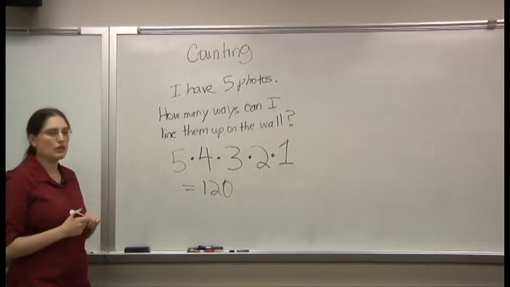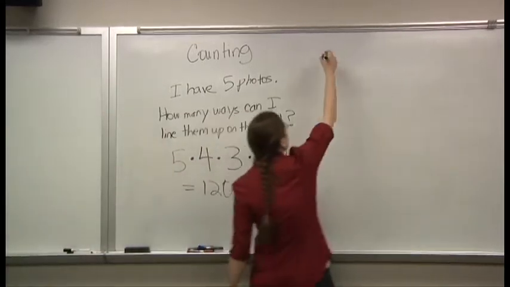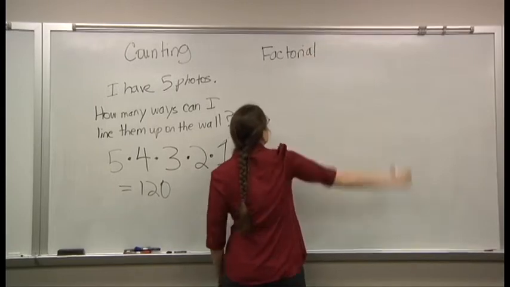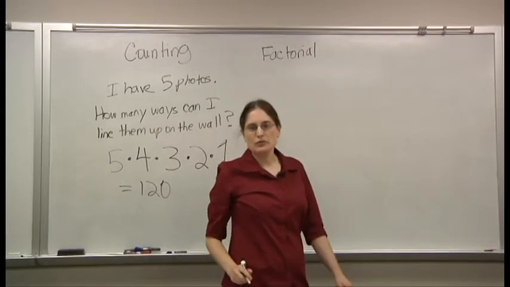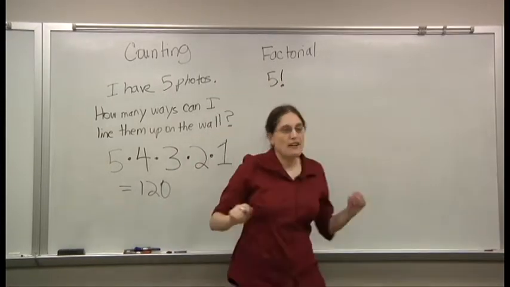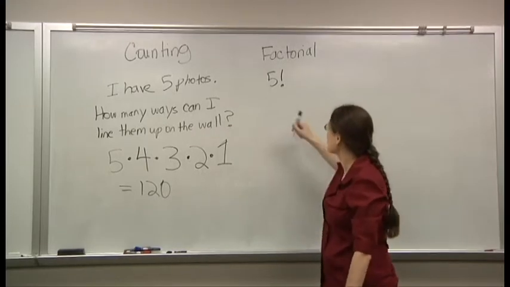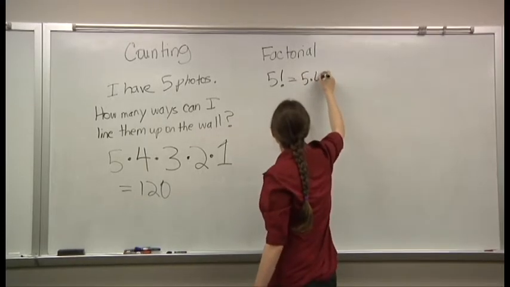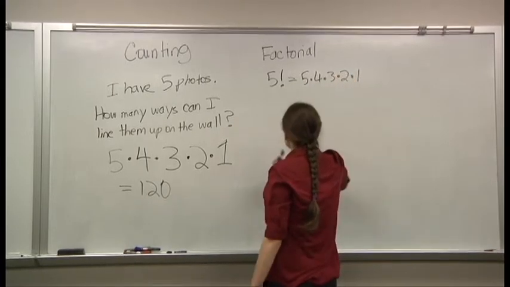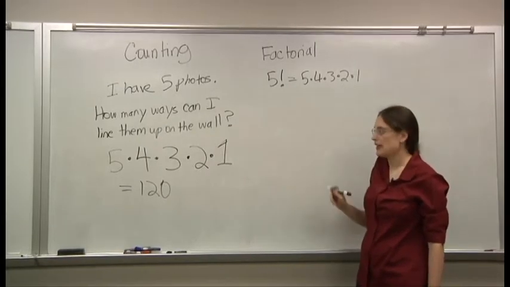First of all, there's a shortcut for writing this. It's called factorial. And you write it with an exclamation point. 5! No, you don't have to shout. It just says 5 factorial. And that's 5 times 4 times 3 times 2 times 1. You start with the number and you multiply all the way down to 1. That's what factorial means.